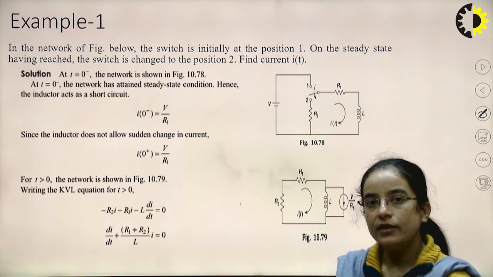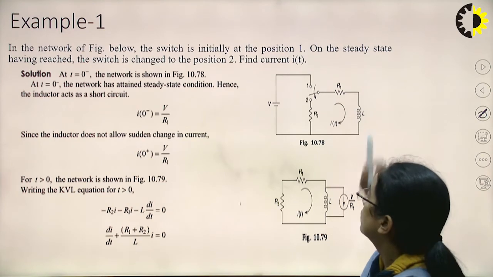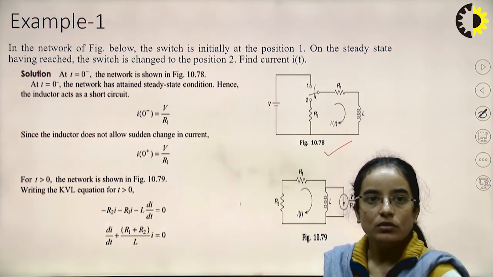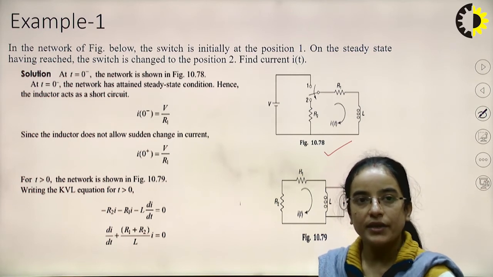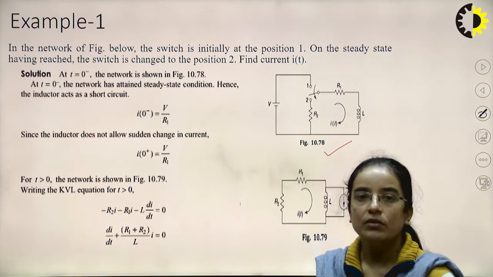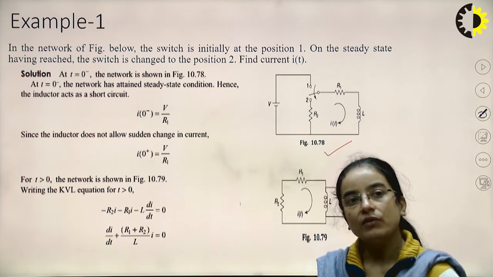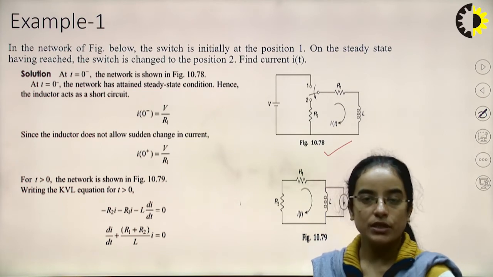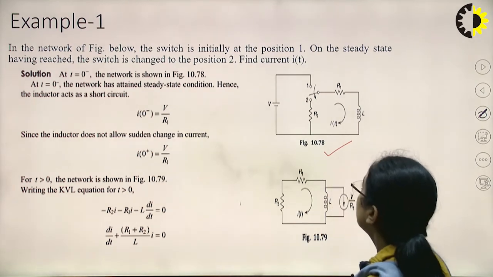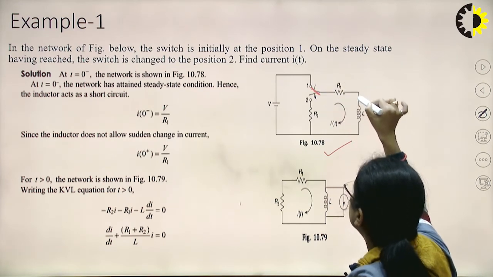So at t equal to 0 minus, this is the condition. Since the network has attained steady state condition, the inductor will behave as a short circuit, because before switching to position 2, the circuit had reached the steady state condition. That means the inductor will behave as a short circuit. See, this is the switch position and it will be shorted.